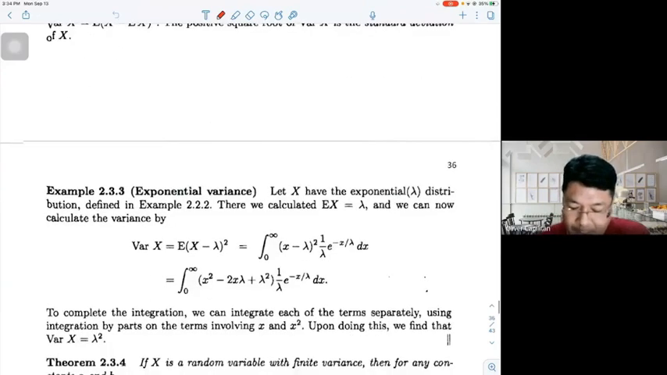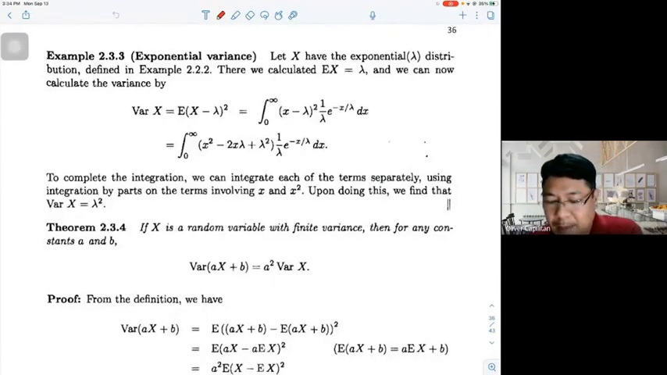So let's have an example. Let x have the exponential lambda distribution. It is actually defined in example 2.2.2. And then in that example, we calculated the mean of x to be equal to lambda. Now we're going to compute for the variance of this random variable x. So by definition, it is equal to the expectation of the square of x minus lambda.